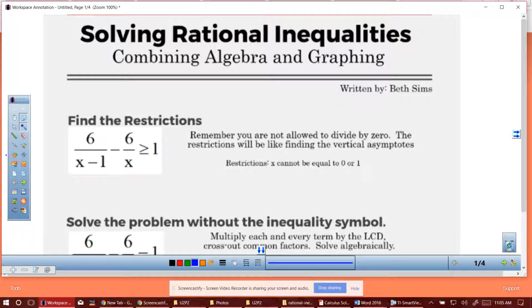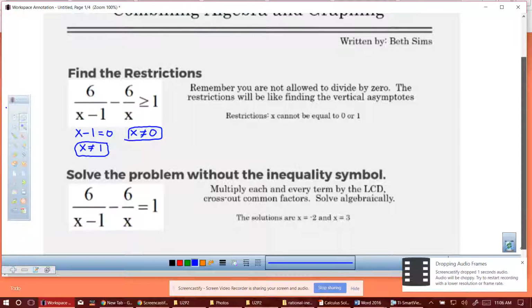The first thing we're going to do is find the restrictions. It's the same restrictions that we've been doing. We simply go to the denominator, x minus 1, set it equal to 0, and x will equal 1. And then we take the second denominator, x, set it equal to 0. So there are our two restrictions. We can't use 1, and we cannot use 0. Restrictions are still very important. Remember, they're essentially the vertical asymptotes of the graph. They could be holes, but most of the time in solving, they typically are vertical asymptotes.